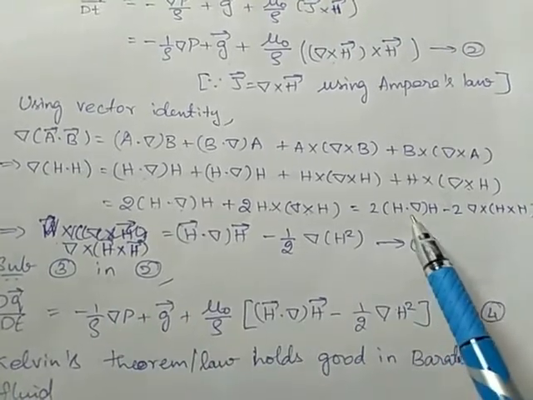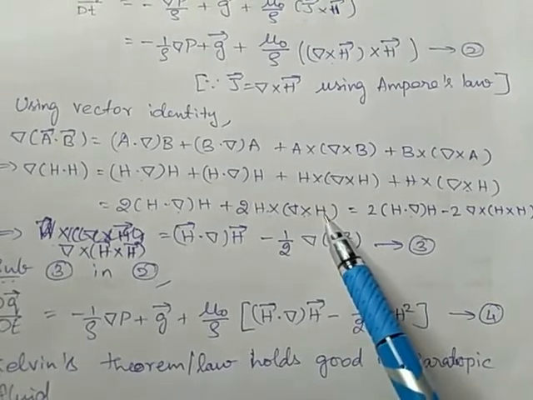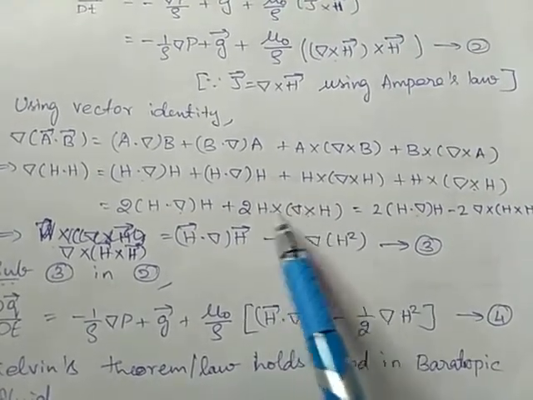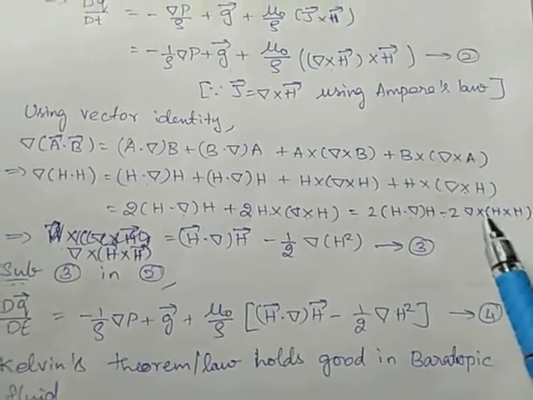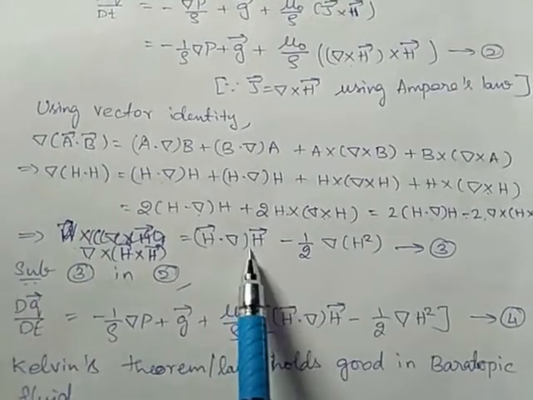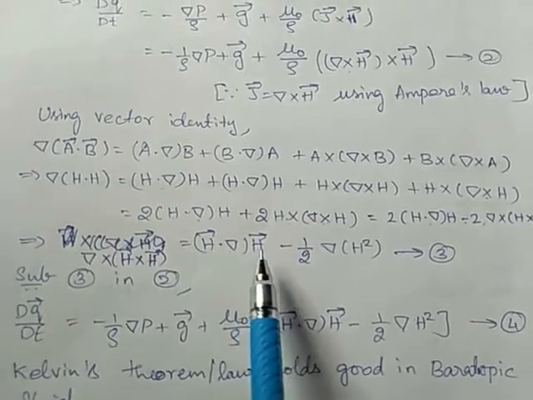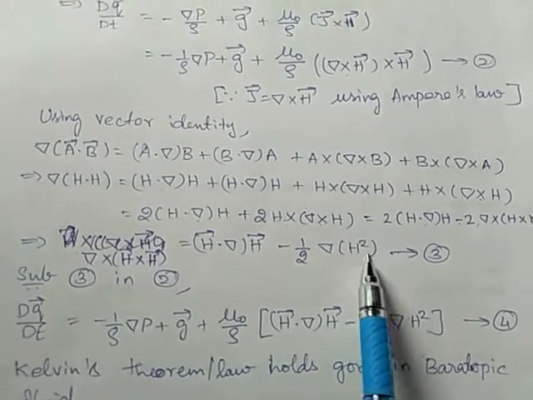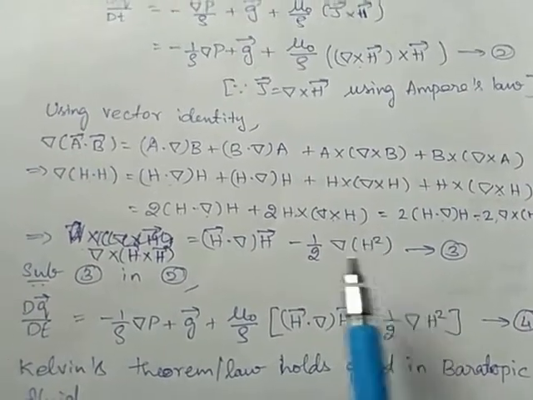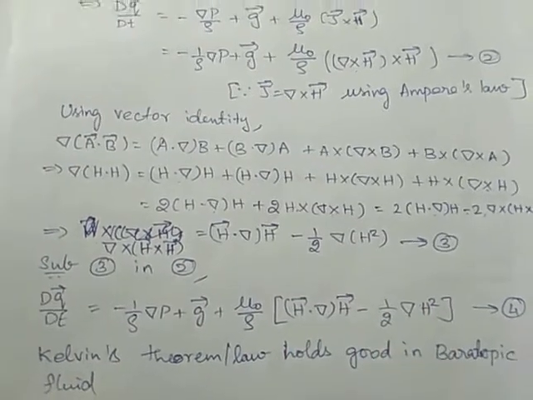This term remains as it is, whereas this H cross del cross H can be written as minus del cross H cross H. Interchanging these two terms, therefore a negative sign exists. Shift this to LHS and shift this to RHS, we will get this equation: del cross H is equal to H dot del H minus del H square. Since we have 2 here, divide throughout the equation by 2. So substitute this value in our equation.